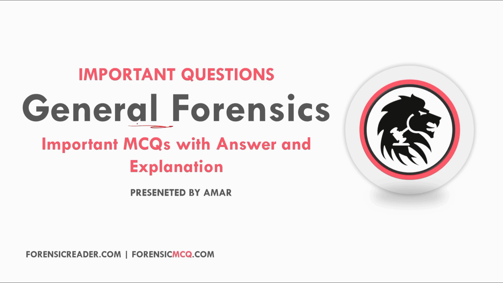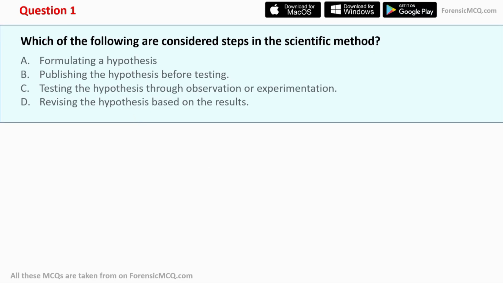So without any further delay, let's move to question number one. Question number one: which of the following are considered steps in the scientific method? A, formulation of hypothesis. B, publishing hypothesis before testing. C, testing hypothesis through observation or experimentation. D, revising the hypothesis based on result.